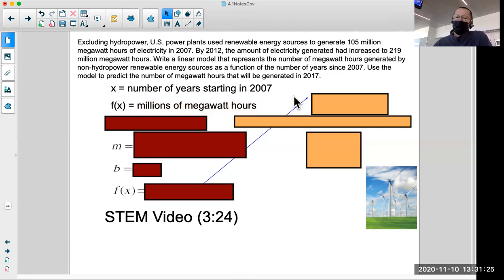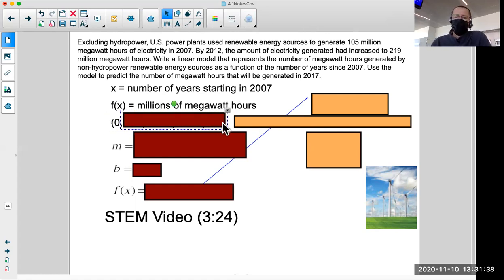Okay. So what is 1 point? Remember, our base year is 2007. So our x0 year, or where x equals 0, is 2007. So isn't one of our points going to be 0, comma, and then remember the number of millions of megawatt hours in that first year was 105, right? So 0, comma, 105. We're doing this in millions, right? What would be your second one for 2012? That would be 5, comma, 219.